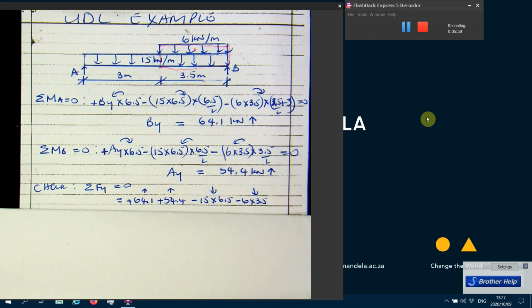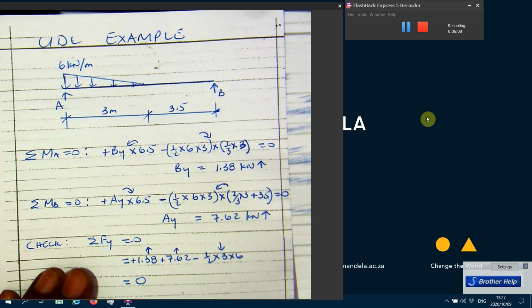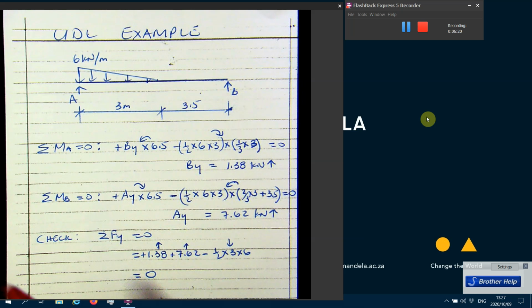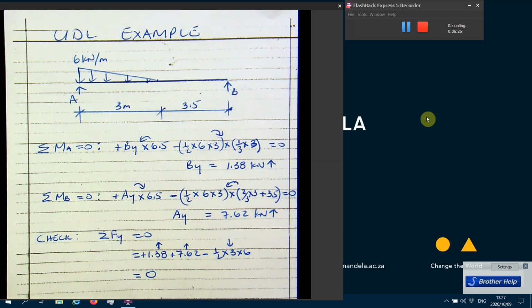The question is now, remember the signs, guys, I'm not going to talk about the signs. Remember now, what do you then do if you've got a situation like this? In this case now, my uniformly distributed load is a triangular shape. And you must remember one thing, the center of that shape is not 3 divided by 2. This is a triangular shaped load. So how do you deal with that?